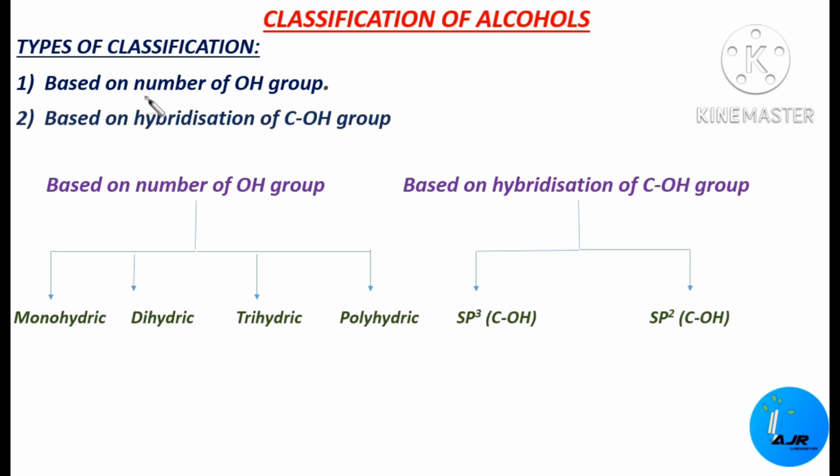Now let us see how these alcohols are classified based on the number of OH groups. Based on OH groups, there are four categories. The first one is monohydric, second one is dihydric, then trihydric, and the next one is polyhydric. And based on the hybridization of the carbon to which the OH group is attached, there are two types: the sp3 type and the sp2 type. Now let us see one by one with suitable examples.